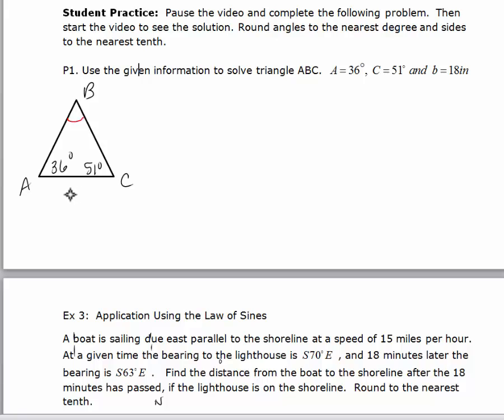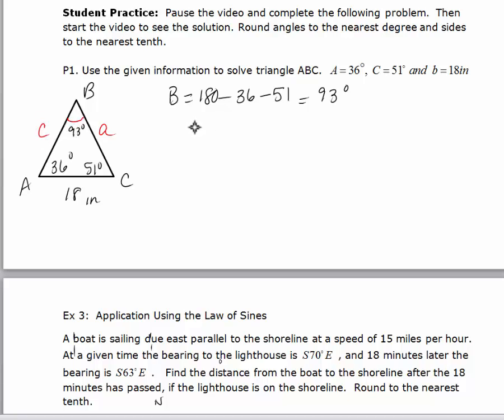I know that side B is 18 inches, and my job is to find side C and side A. So the first thing we'll do is we'll find angle B. B is equal to 180 degrees minus 36 minus the 51, which will give you 93. Now let's find side C.